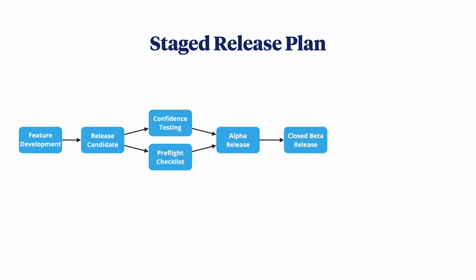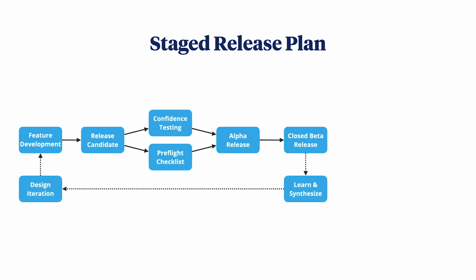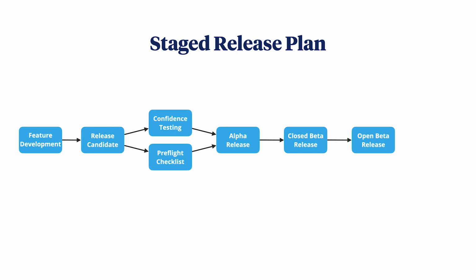In the closed beta release, we invite a small number of real users this time to that pre-released version of the app. This allows us to continue to get more feedback that we can act upon and continue to feed our design iteration. Once we feel confident the product is stable, we will open it up to a slightly wider audience, moving into this phase that we'll call open beta release. This process allows us to limit risk and learn without ruining any first impressions with our users.